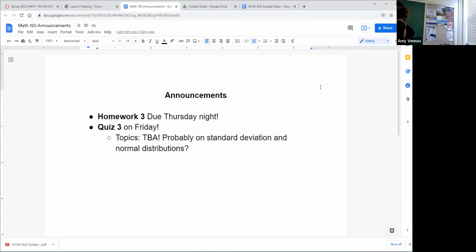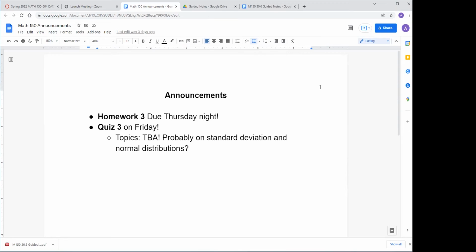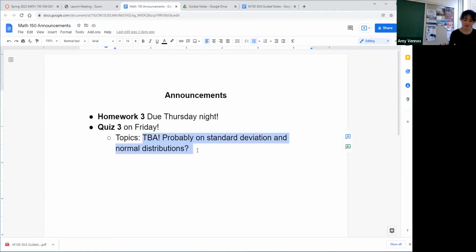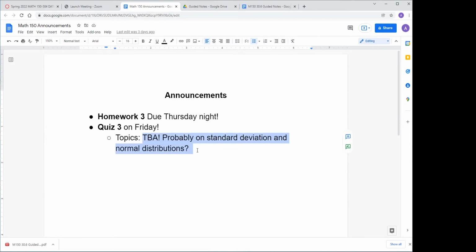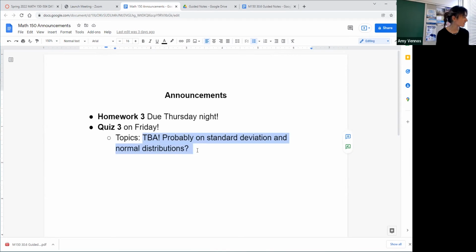Homework 3 is due, I guess, tomorrow night. So make sure you get that in by the end of the day on Thursday. And quiz 3 is on Friday. So I guess the topics aren't TBA. I actually have a review for you in class. But let me just write down what this quiz is going to be on. It's going to be on standard deviation and normal distributions.